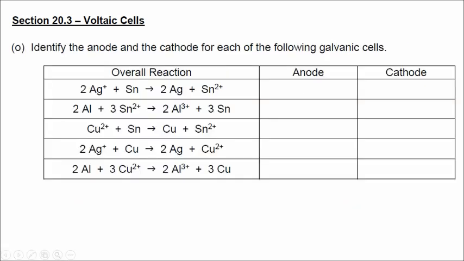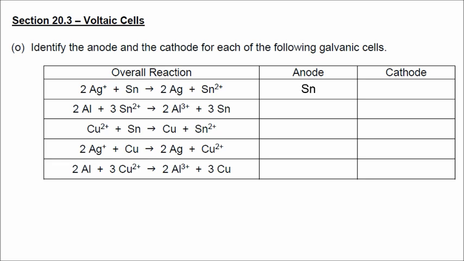Okay, for these 5 reactions, we have 2 metals we're taking a look at. In one case, it's silver and tin. In the next example, it's aluminum and tin, or copper and tin, or silver and copper, or aluminum and copper. But in each of these 5 reactions, there is an anode and a cathode. Oxidation always occurs at the anode.